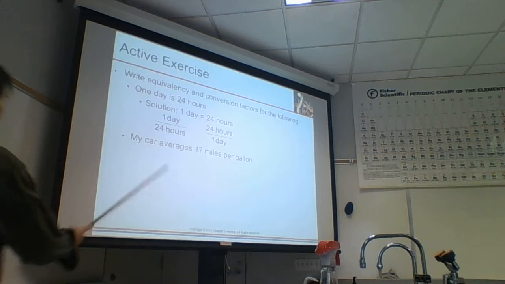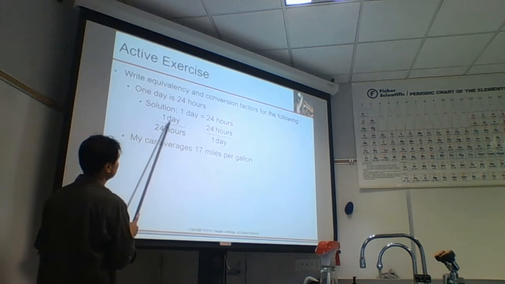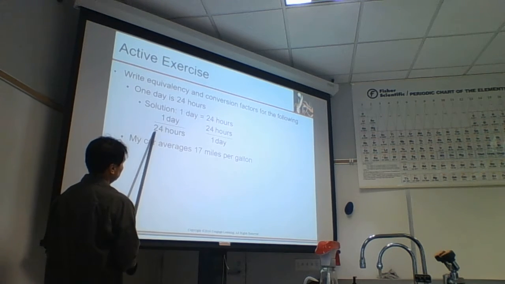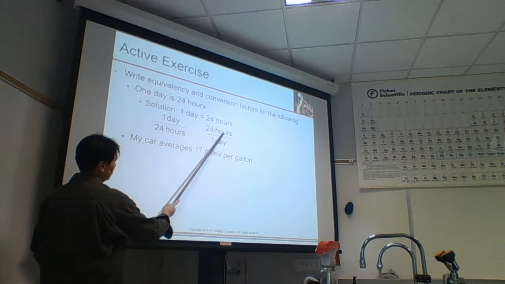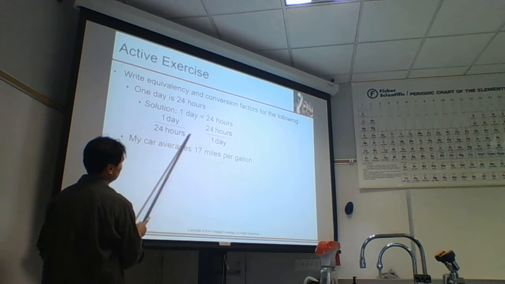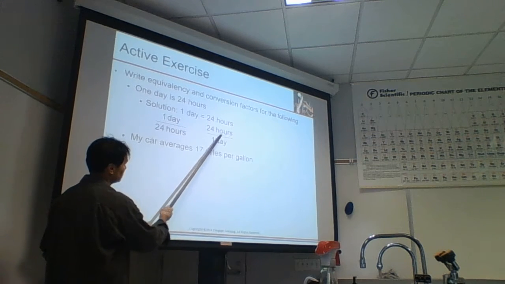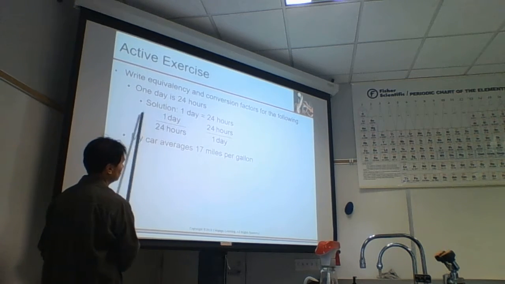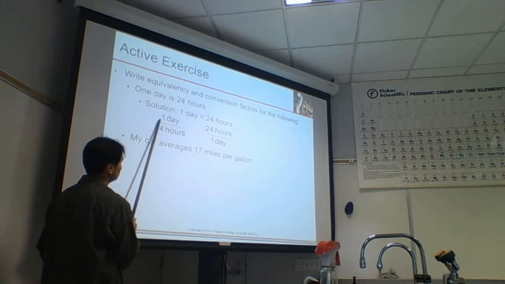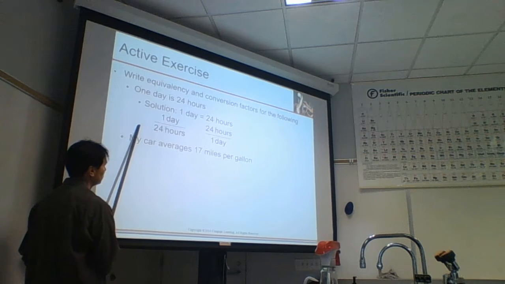We know the equivalency here: 1 day is equal to 24 hours. So therefore, 1 day per 24 hours or 24 hours per 1 day. Either way. This one would cancel out hours and convert it to days. This one would cancel out days and convert it to hours if we have something in the numerator here. Sometimes we flip it upside down because sometimes we want to change the denominator.